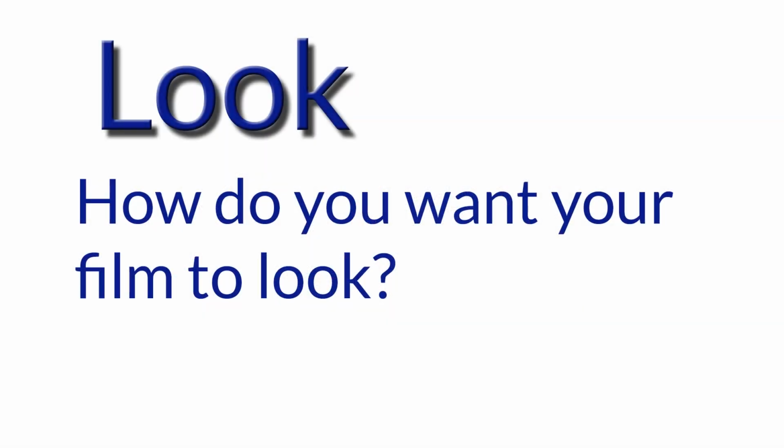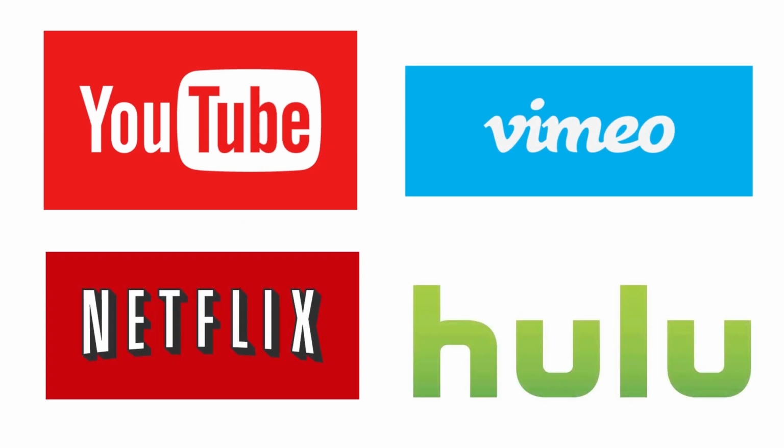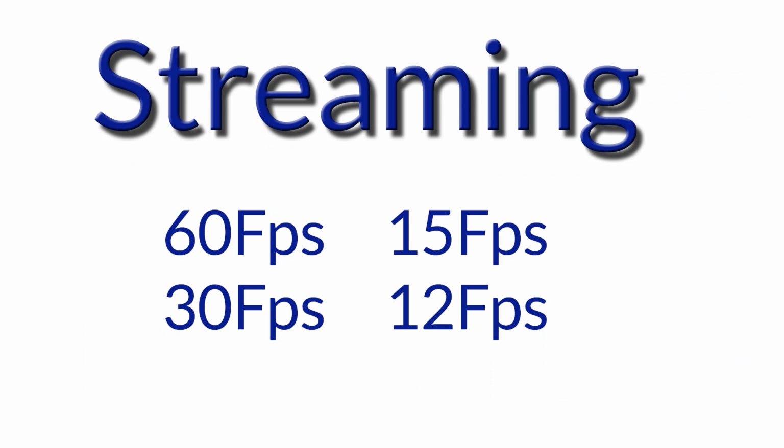Another thing to consider is how do you want your film to look? Nowadays, most video content being created is for streaming purposes. Streaming seems to work best with frame rates of 60 or any rate that can evenly divide into 60, like 30 or 15. But with cinema, it is traditionally filmed at 24 frames per second. So it's up to you.